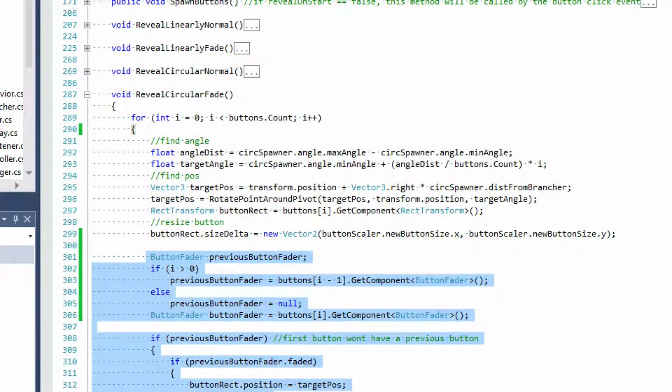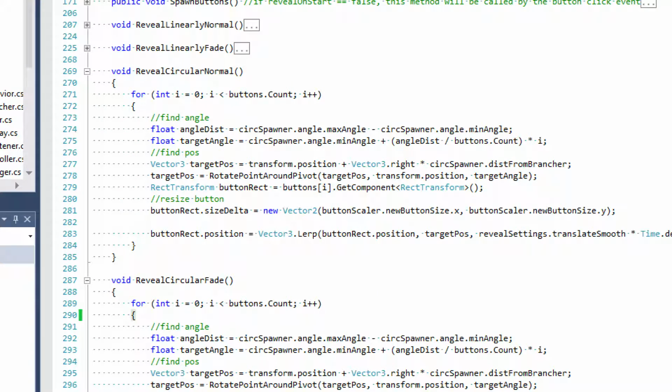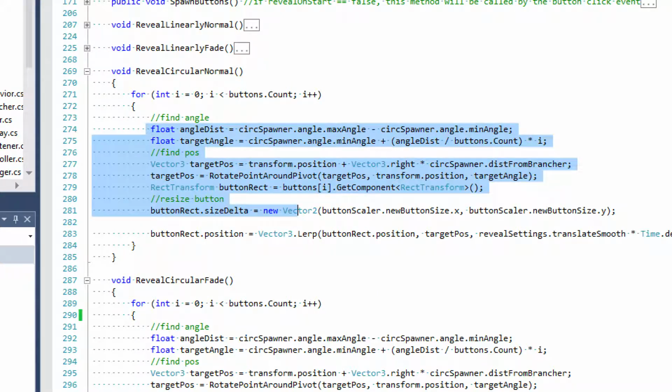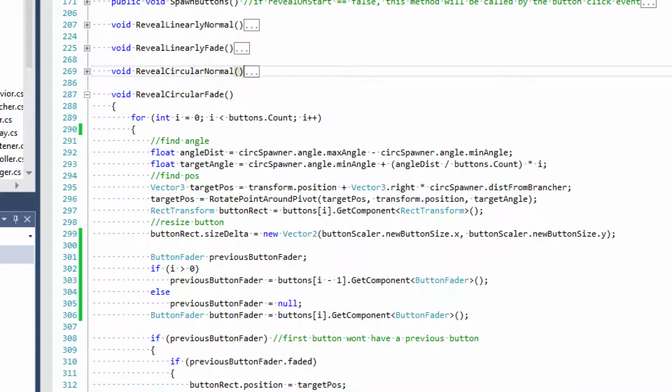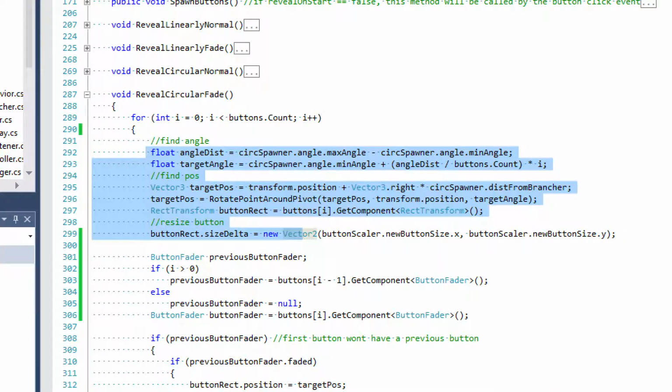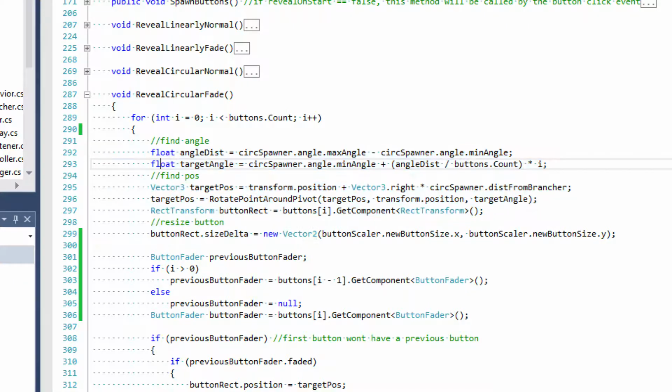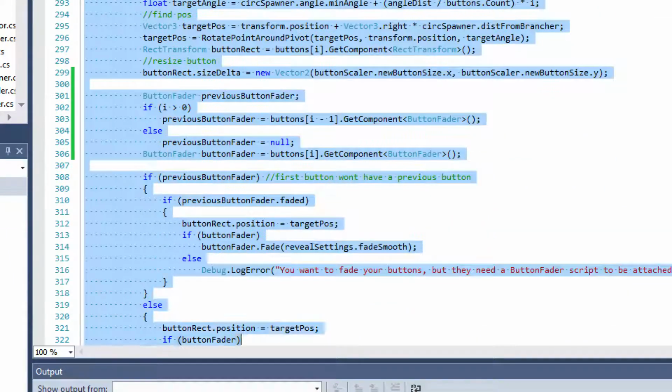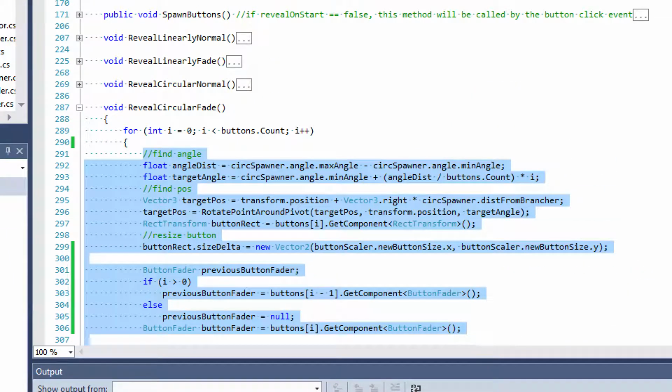Then what we can do is go to our reveal circular normal method that we just talked about, and we're going to copy and paste this code right here. We're not going to worry about the lerp line of code because we're not actually going to be lerping to our position. So you can copy and paste this code and put it into your circular fade method right there.